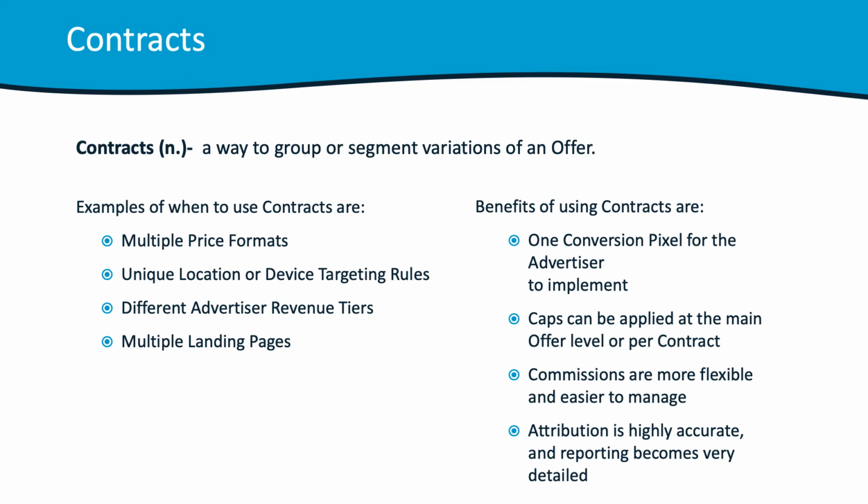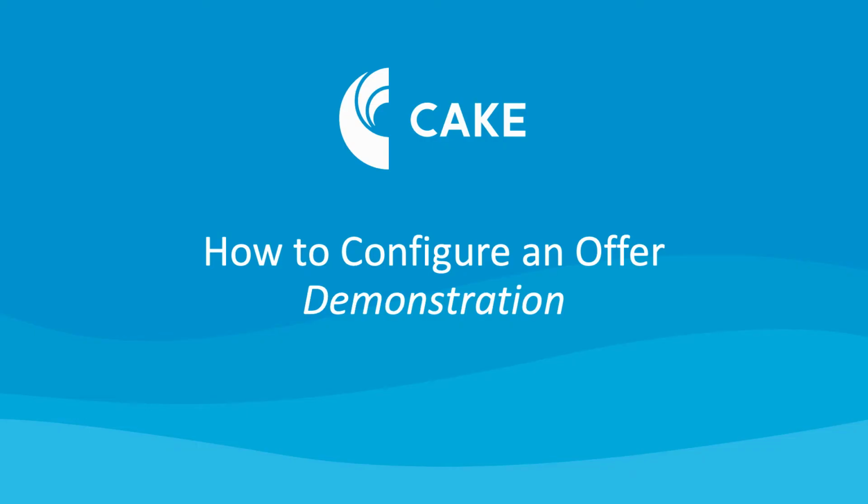Caps can be applied at the contract level or at the greater offer level. And attribution is very accurate because of the holistic insight for all tracking within the offer, which could help reduce tracking discrepancies between you and your advertiser and your affiliates. All right, well, let's jump into Cake to see what it takes to configure an offer.